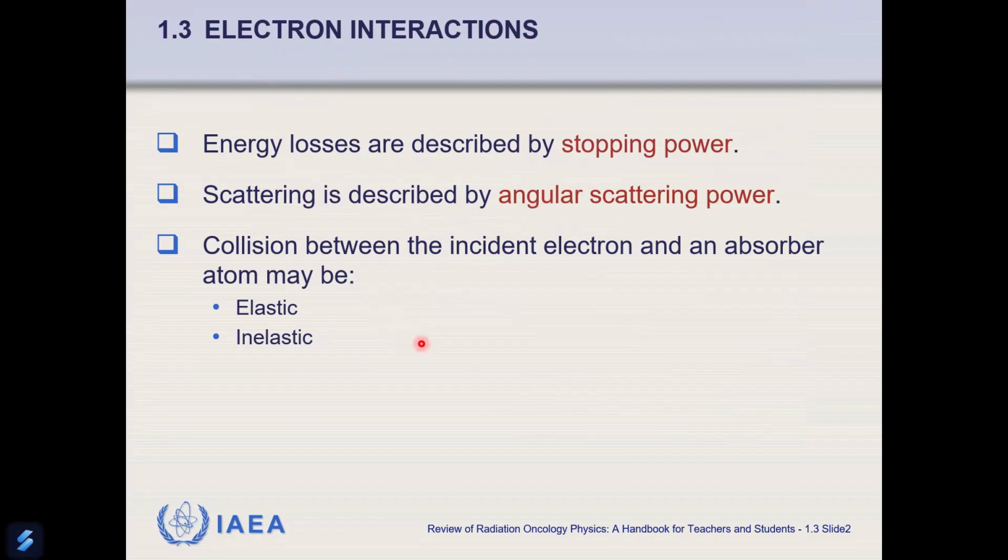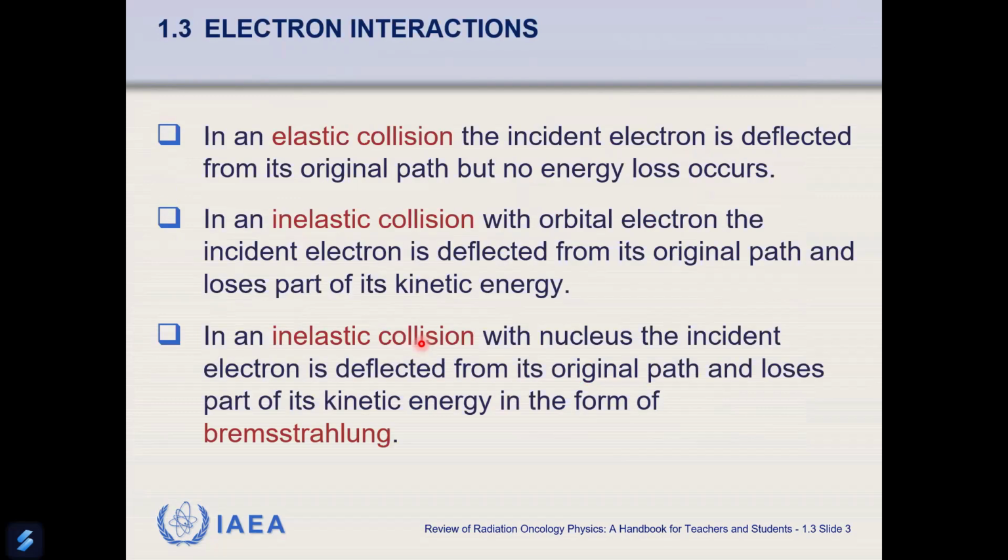Now, of course, the scattering or the collision can either be elastic or it can be inelastic. What's the difference? In elastic collision, the electron is deflected, but there is no energy loss. In inelastic, there is a partial loss of energy. So for elastic collision, there is deflection and no energy loss. In inelastic collision, deflection plus partial energy loss.